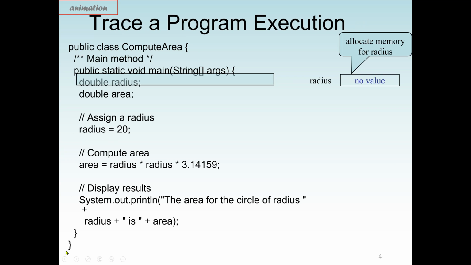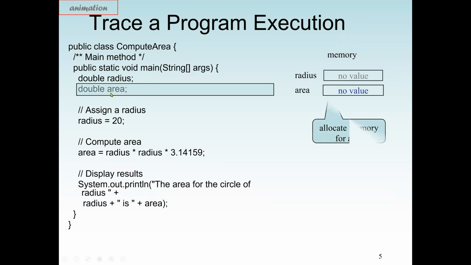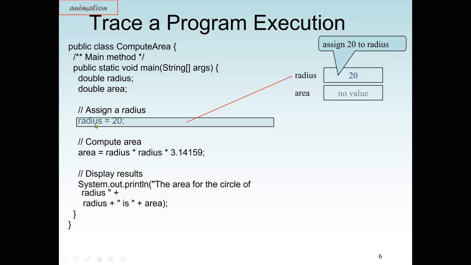And later on, when we start to write our own user-defined classes, we are going to include them. In this case, we may have more than one class. So after we declare the first variable, we also declare our second variable. This is just a memory location. Now we have two memory locations, and there are no values. Next, we assign 20 to the radius.